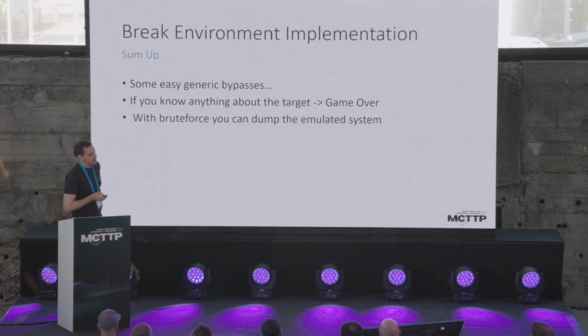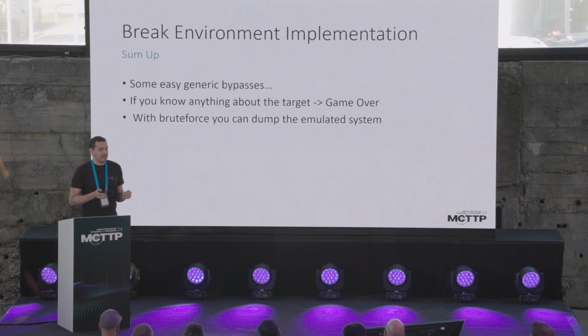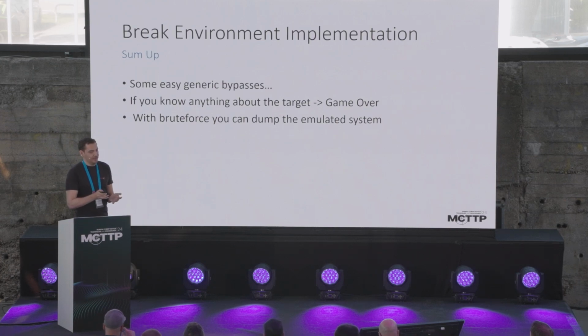So to sum up on the environment implementation, you see that some are really easy to implement, and compared to, for example, exhausting resources, they are maybe more reliable, and it's much more difficult for the engine to implement all of those values correctly. And if you know something about the target, then it's game over. If your target has a specific software installed, you can just check for that, and you bypass the emulation.